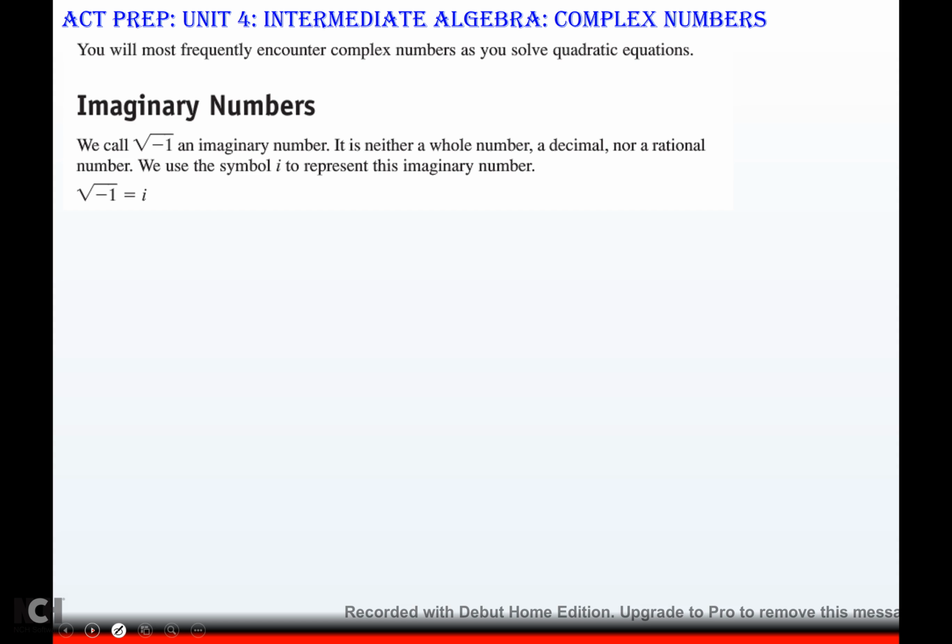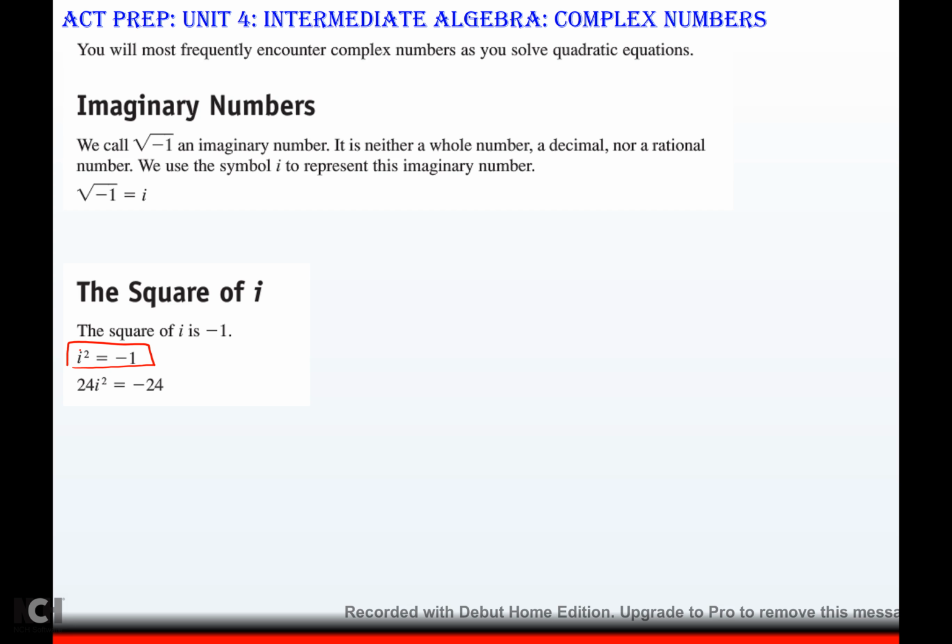Imaginary numbers. We call the square root of -1 an imaginary number because it's not real. There's nothing times itself that would equal -1. It's neither a whole number, a decimal, nor a rational number. We use the symbol i to represent this imaginary number. So anytime you have the square root of -1, you replace it with i. The square of i is -1. So anytime you get an i squared, it turns into a real -1.